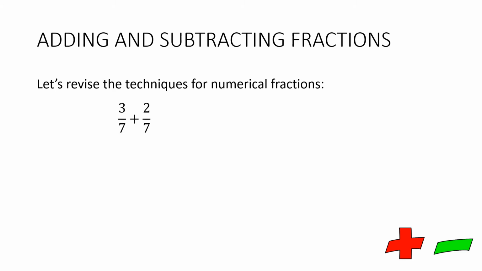And finally, adding and subtracting fractions. So remember, when we're adding and subtracting, we have to have the same denominator. So we've got 3/7 plus 2/7. Then the denominators are the same, so altogether we've got 5/7.